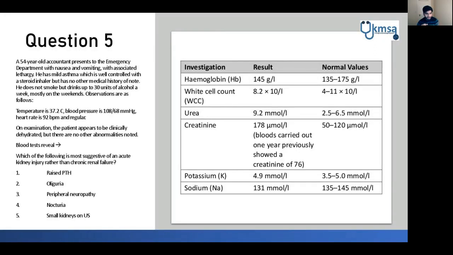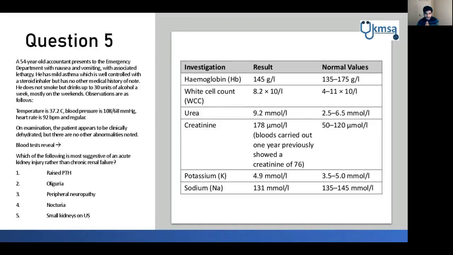The question is, which one of the following symptoms or findings would be most suggestive of an AKI rather than chronic renal failure? So which of these five would you think would be present in an AKI as opposed to a chronic? Let me just put up the poll. Maybe a little bit more tricky. Let's give it a few seconds.